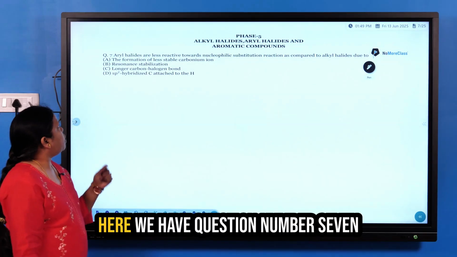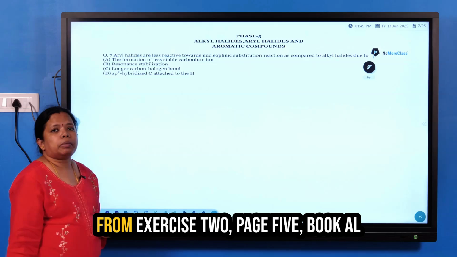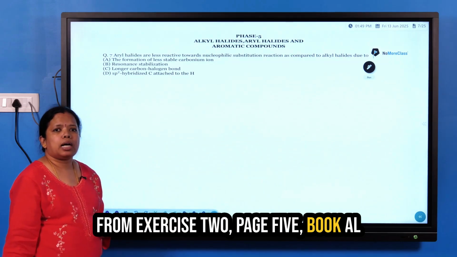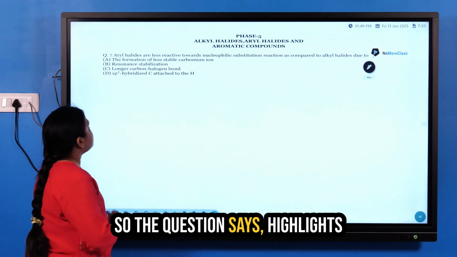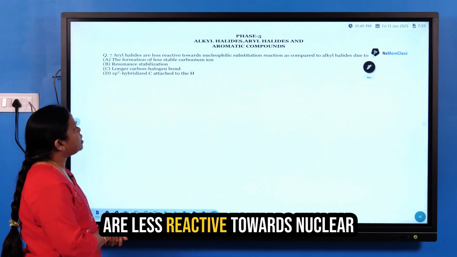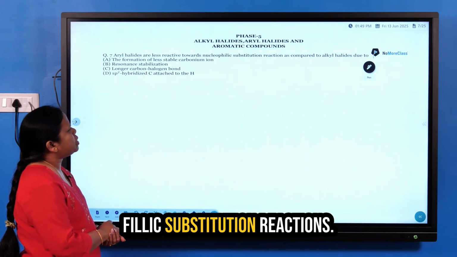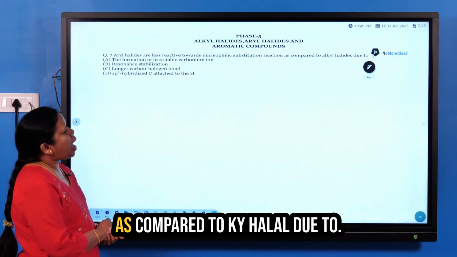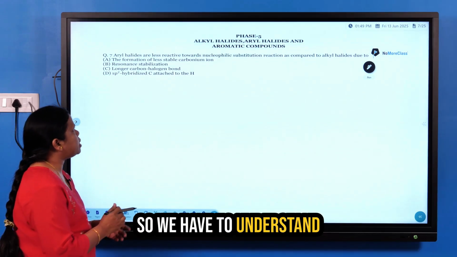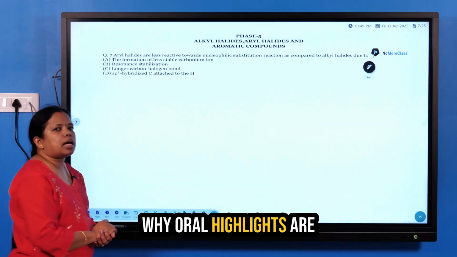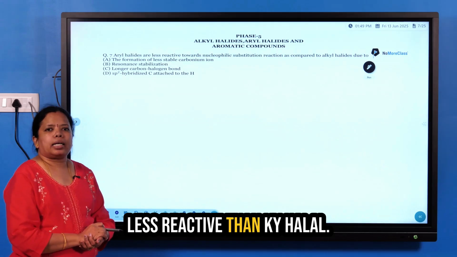Hello everyone. Here we have question number 7 from exercise 2 phase 5 book alkyl halides and aryl halides chapter. So the question says aryl halides are less reactive towards nucleophilic substitution reactions as compared to alkyl halides due to. So we have to understand why aryl halides are less reactive than alkyl halides.